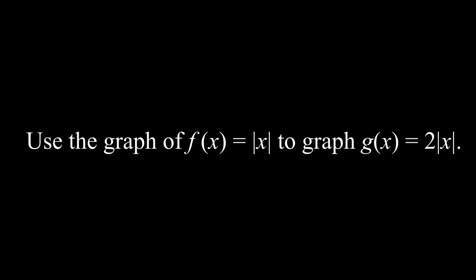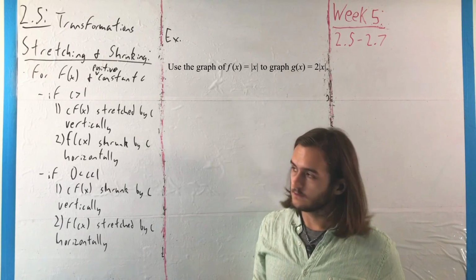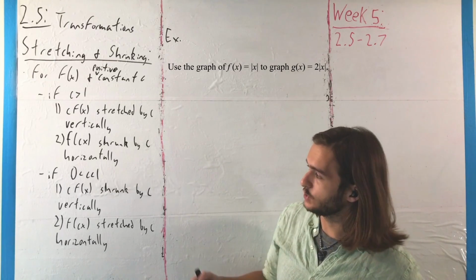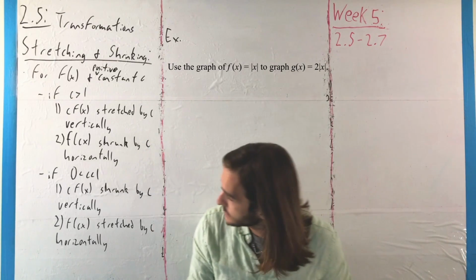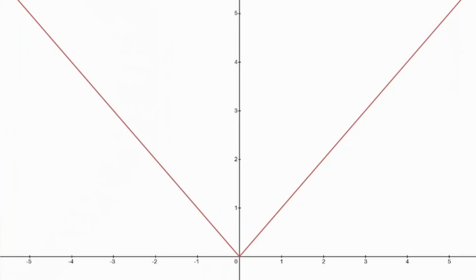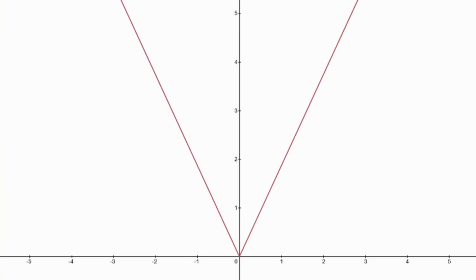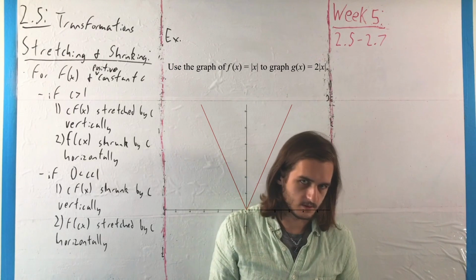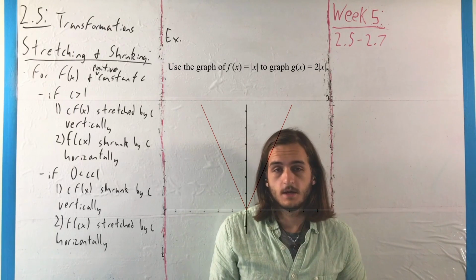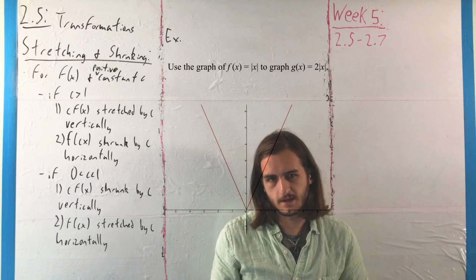So for our first example, we want to use the graph of the absolute value function to graph g of x equals 2 times the absolute value of x. So here, remember, because we have that 2 on the outside, we're in this first case up here, which means that we are stretching vertically by a factor of 2, or making the graph taller and thinner, as it were. But let's get one more example here so we can see this in a different way.